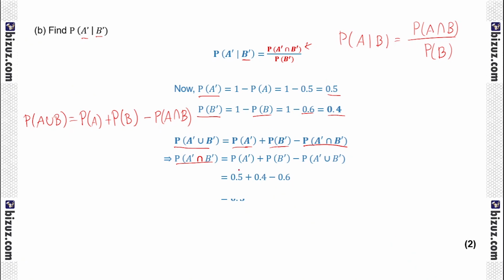Now we have all the values that we need to plug in. We'll plug them in here, and then we'll get an answer of 3 by 4. 3 by 0.4, that's 3 by 4.